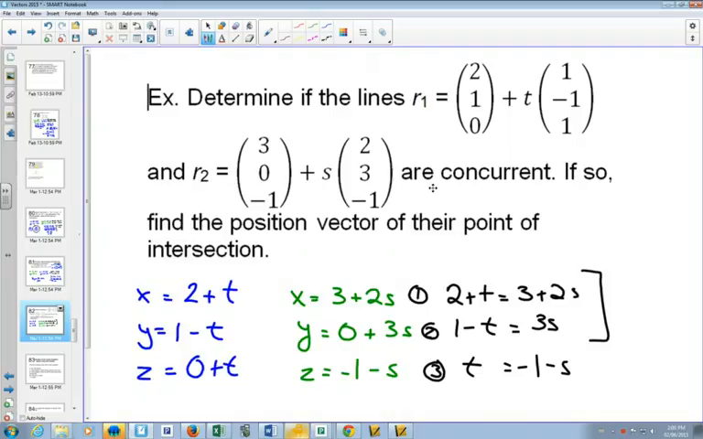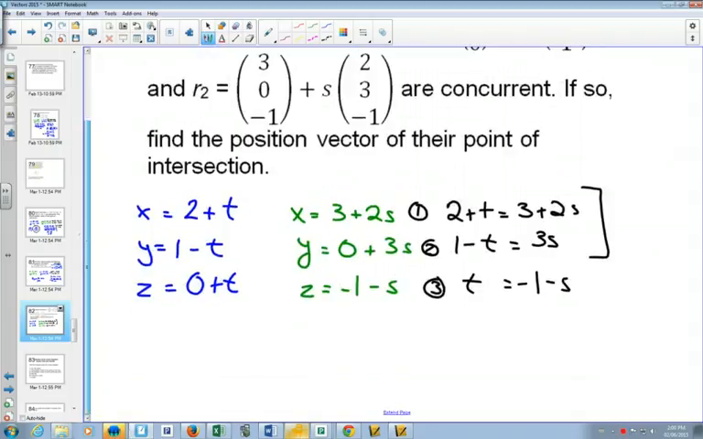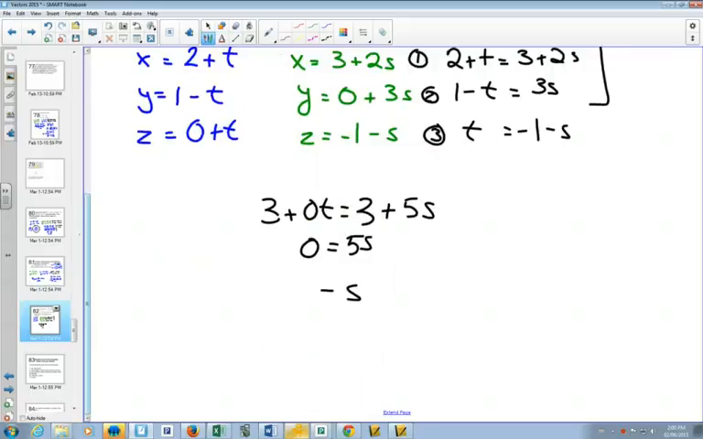So if we took equation 1 and 2, because I've already got those boxed together right now, if I just add those equations together, because I've already got the t's lined up, you notice that you would get 0 t's, and then adding on the other side you're going to get 3 plus 5s. So move the 3 over, 0 is equal to 5s. So s has to equal 0.